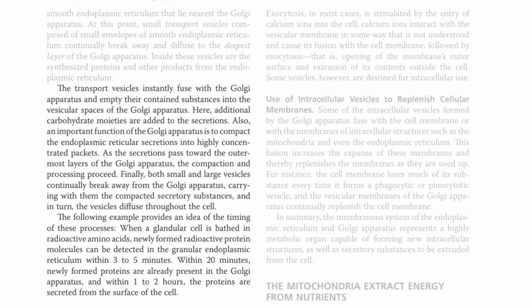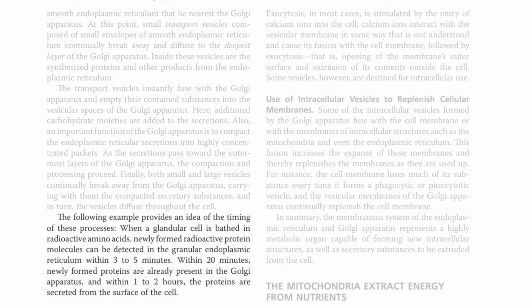The transport vesicles instantly fuse with the Golgi apparatus and empty their contained substances into the vesicular spaces of the Golgi apparatus. Here, additional carbohydrate moieties are added to the secretions. Also, an important function of the Golgi apparatus is to compact the endoplasmic reticular secretions into highly concentrated packets. As the secretions pass toward the outermost layers of the Golgi apparatus, the compaction and processing proceed. Finally, both small and large vesicles continually break away from the Golgi apparatus, carrying with them the compacted secretory substances, and in turn, the vesicles diffuse throughout the cell.